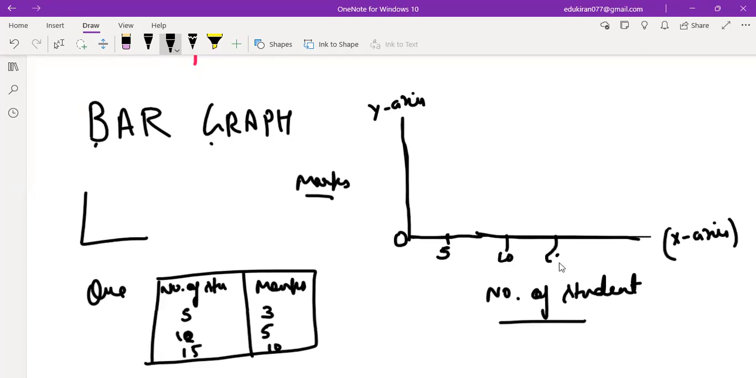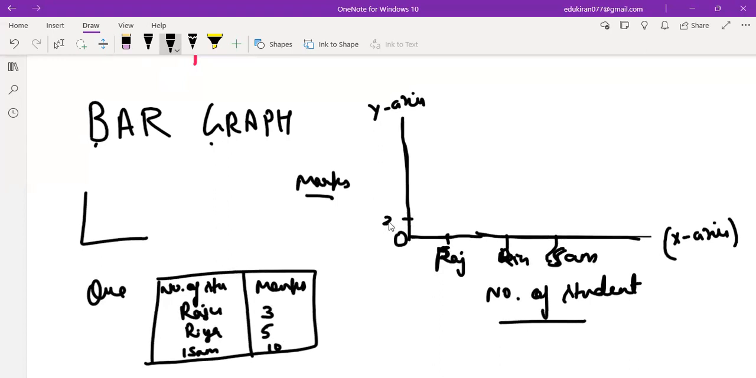10 and 15. In case this is not given, sometimes instead of giving you this, they'll give you the names. So let's just take names, that will be easy for you. The first one is Raju, the second one is Ria, and the third one is Sam. So first here you will write Raju, this is for Ria, and this is for Sam. And here the marks are 3, 5, 10.